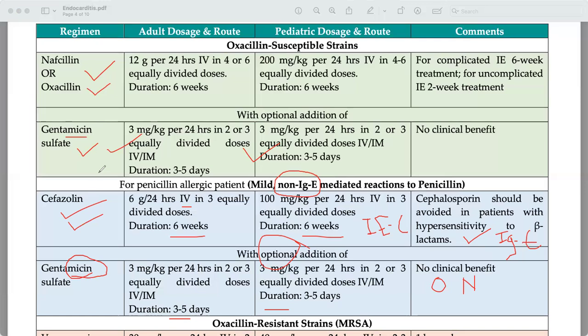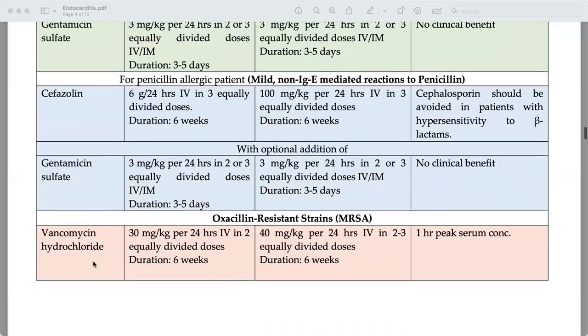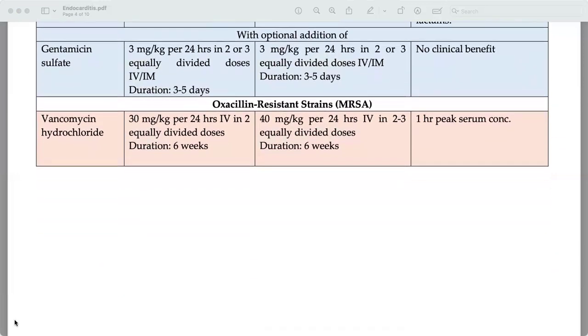So this is about the oxacillin susceptible strain. What about oxacillin resistant strain? If the Staphylococcus aureus, SA, is oxacillin resistant, or we can say methicillin resistant, both are same. Oxacillin or methicillin resistance means this bacteria, MRSA, is not killed by the nafcillin or oxacillin or penicillin. It is resistant to the oxacillin.